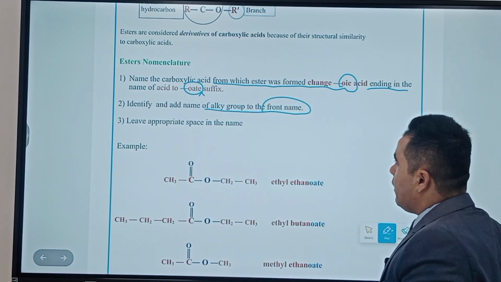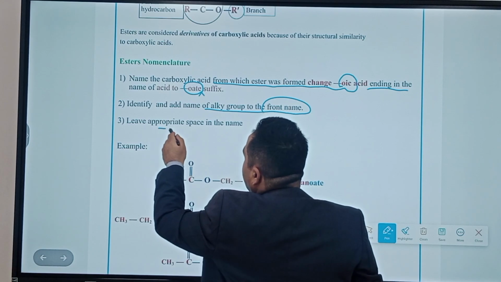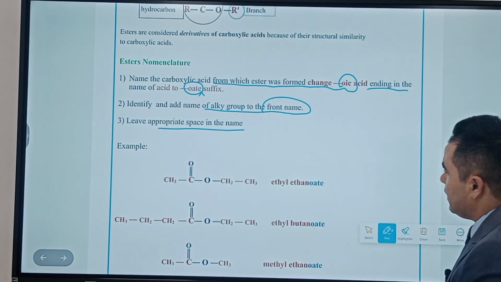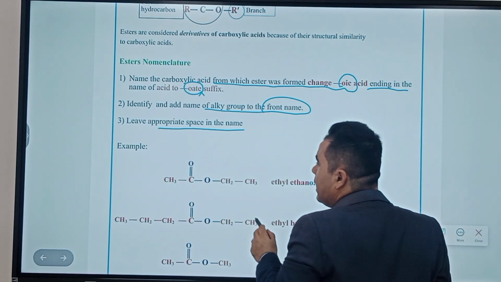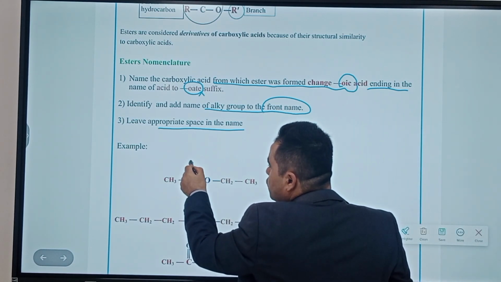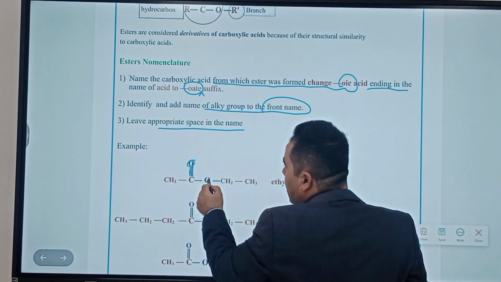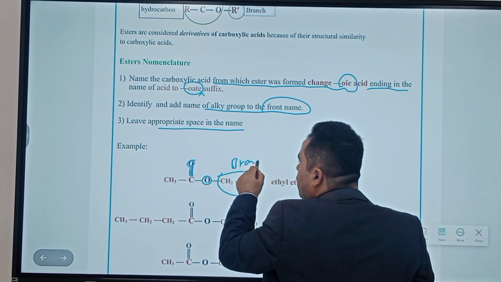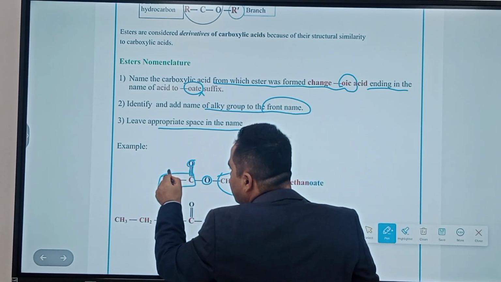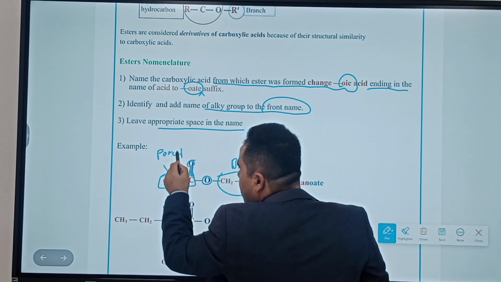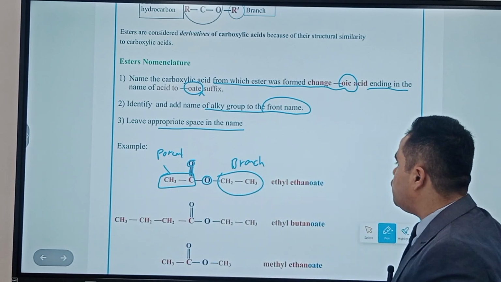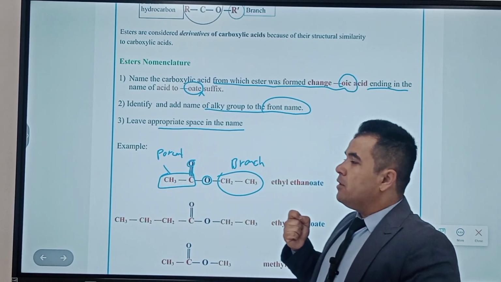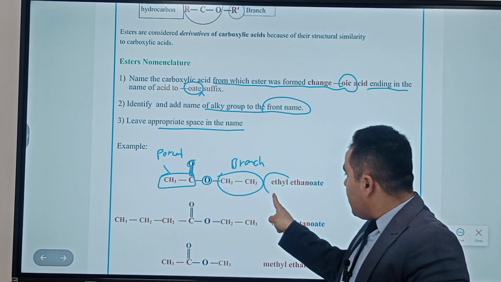As with the others, we have to name the alkyl group and then leave an appropriate space in the name between the alkyl group and the parent name. Guys, how to know this is an ester? Carbon attached by a double bond to oxygen, and then by one bond to oxygen, this becomes the branch. So don't forget to mix the branch with the parent. This is the parent, and here we have the branches. First of all, you have to name the branch and then the parent. The branch is what? It is ethyl.